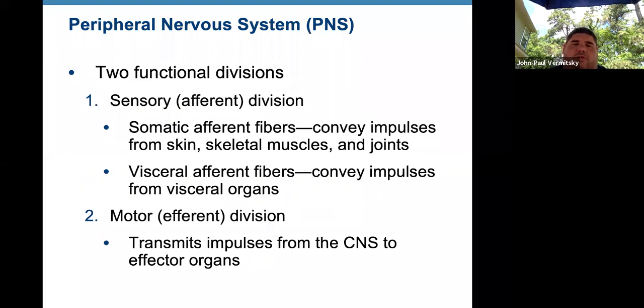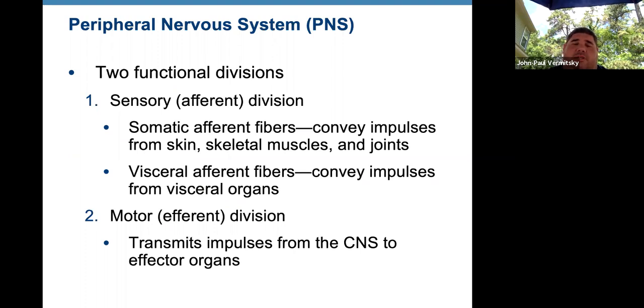Looking at the peripheral nervous system, we have two functional divisions. One is a sensory division. This is what we also refer to as the afferent or AFF division. And you're going to have somatic afferent fibers and visceral afferent fibers. This is a division of the nervous system that is sending sensory information to the central nervous system.